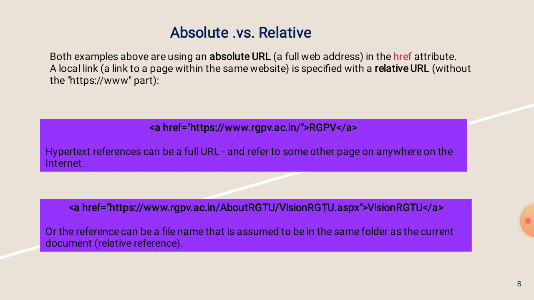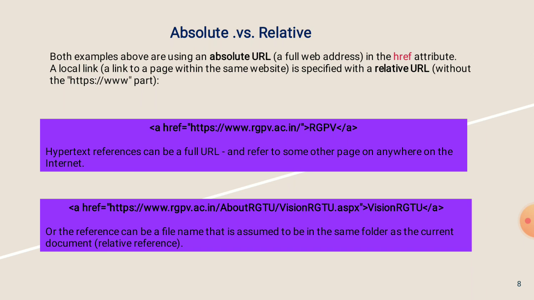Absolute versus relative. That means we use two types of link connections: within a single page and to another page. Both examples above use an absolute URL, a full web address in the href attribute.